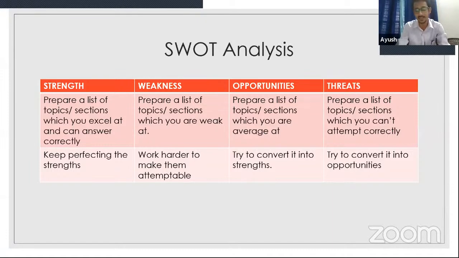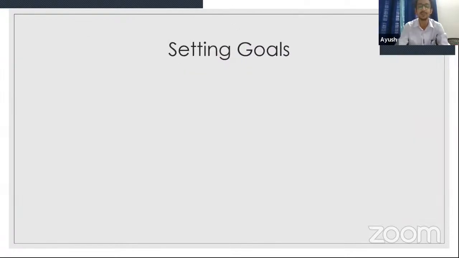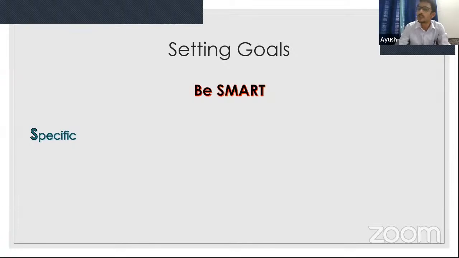What is the next step? The next step is setting the goals. Right? You have to be smart. When you're setting the goals, be smart. What do you mean by smart? Be specific. Your goal should be very specific, first of all. And it also depends upon how many days you want to prepare, and how much.